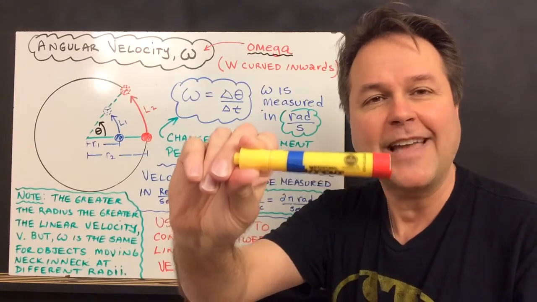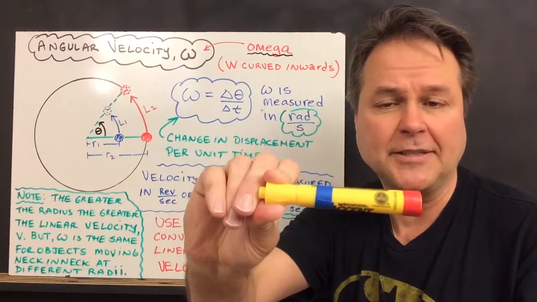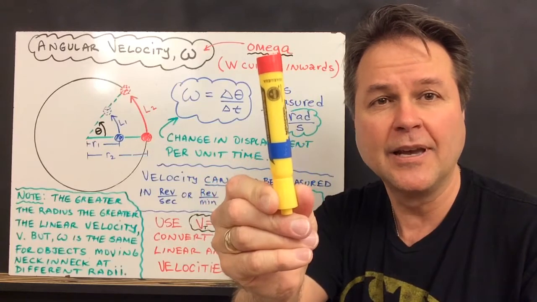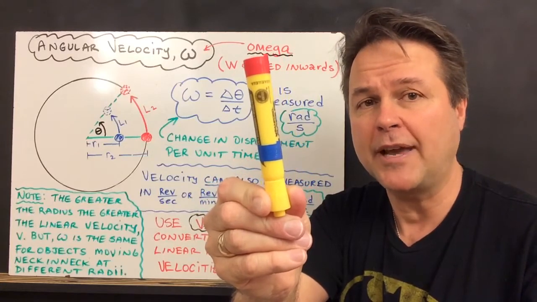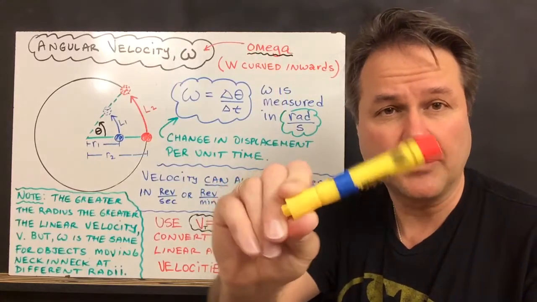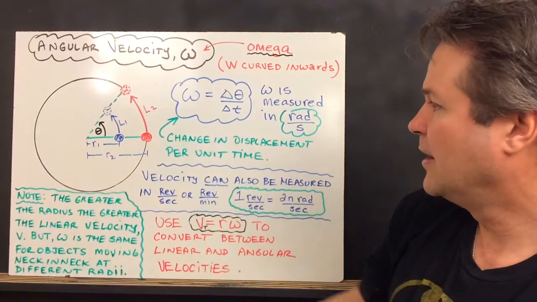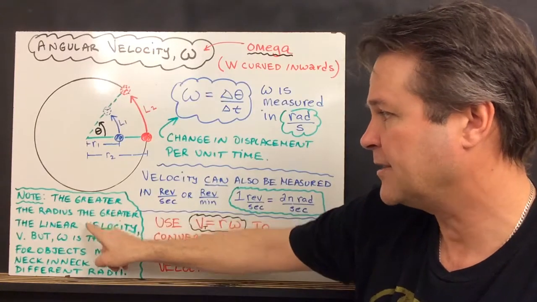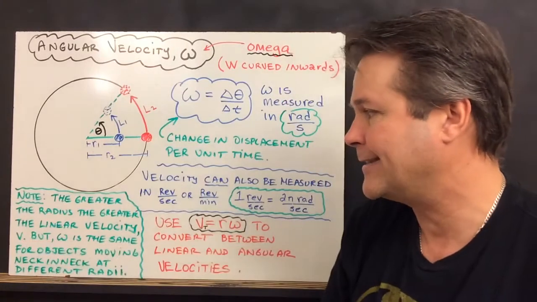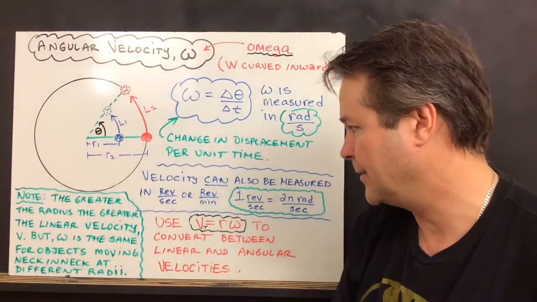But its angular velocity is identical because, let's say it takes 1 second to go from this position to 90 degrees. That would be 90 degrees per second, or 1/4 revolution per second, and we can convert that to radians per second. So note, the greater the radius, the greater the linear velocity v, but omega is the same for objects moving neck and neck at different radii.